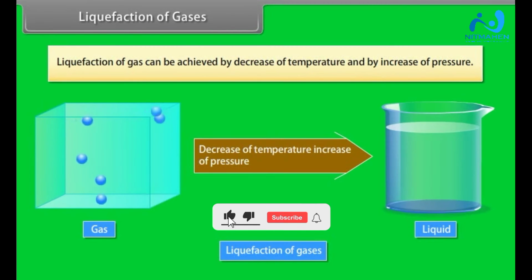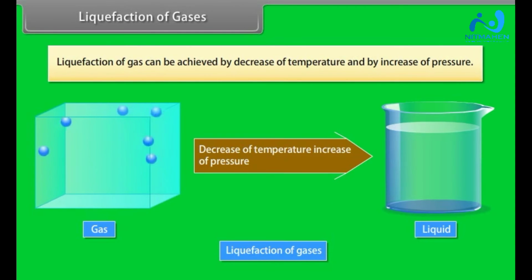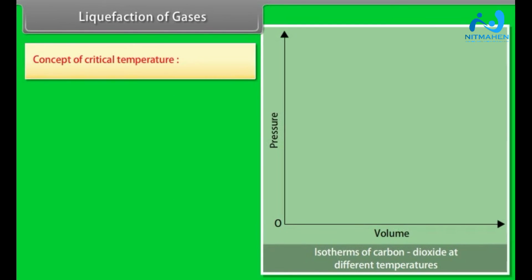Liquefaction of gases. Liquefaction of gas can be achieved by decrease of temperature and by increase of pressure. Concept of critical temperature. At low temperature, 13.1 degrees Celsius, CO2 exists as gas at low pressure as shown by point A. As the pressure is increased, the volume of gas decreases along the curve AB. At point B, liquefaction starts.